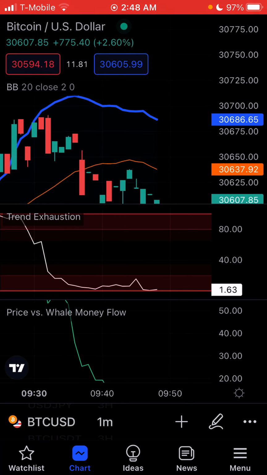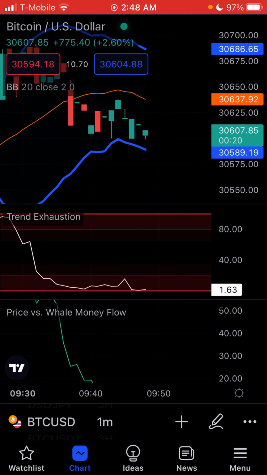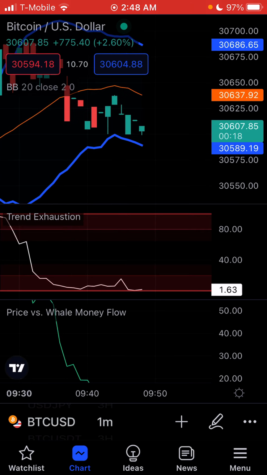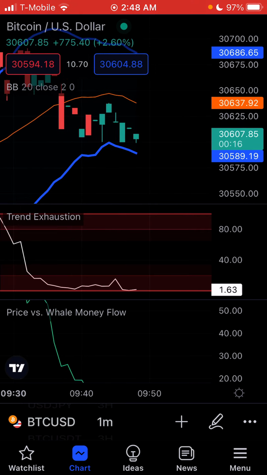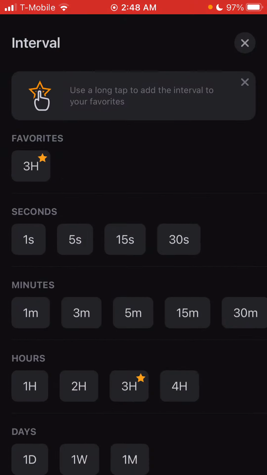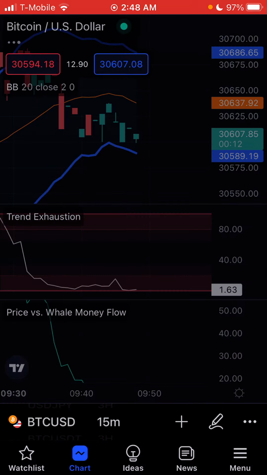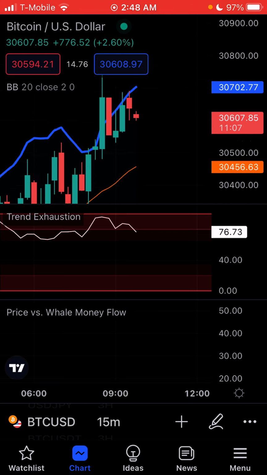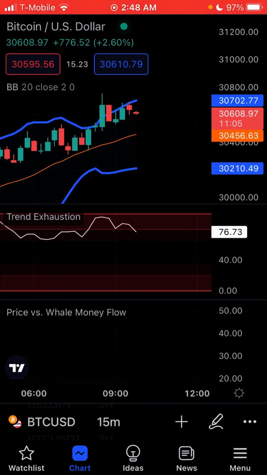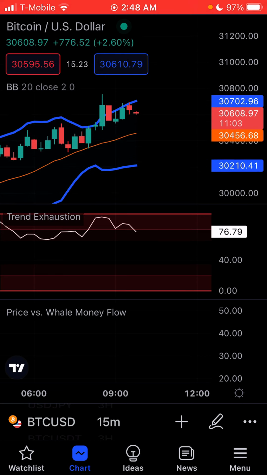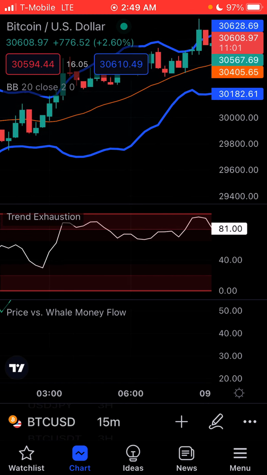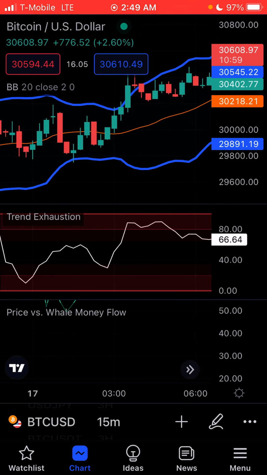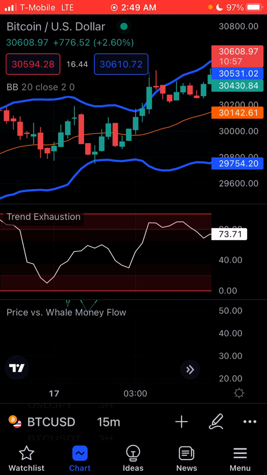Okay, so I have it on the 1 minute here. Let's just do 15-minute. Let's check the 15-minute. Okay, let's do an example over here. Now, each candle represents 15 minutes.